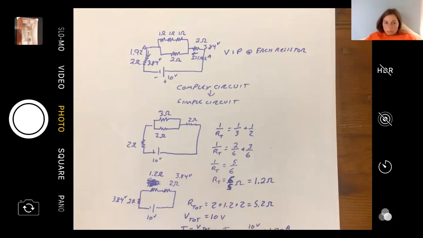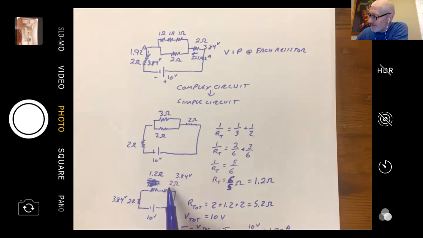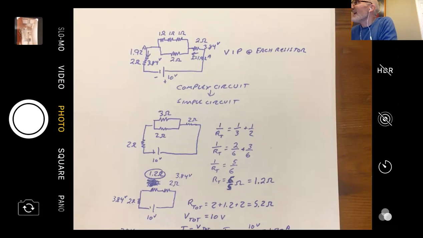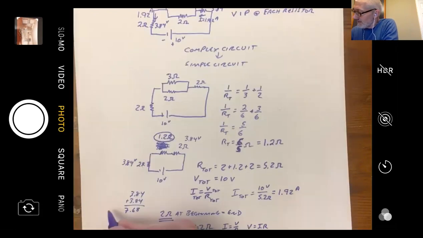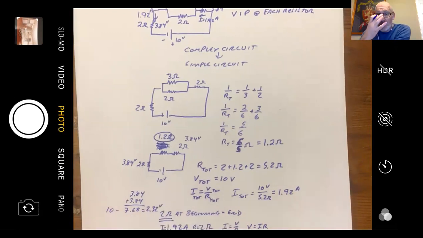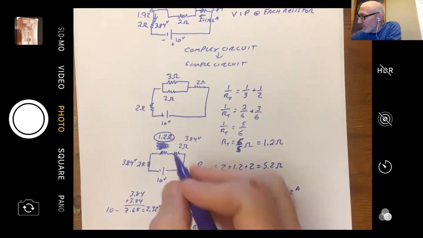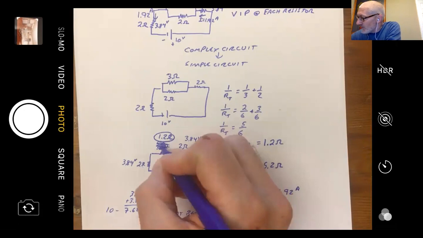It's got to add up to 10 because this looks like a series circuit. So if I've got 3.84 volts here and 3.84 volts here, to figure out the voltage right here, all I've got to do is say, well, I know that 3.84 plus 3.84 is going to give me 7.68. I've got to take that away from 10. 2.32. So what I've now just done is I've said, I know the voltage for this little critter: 2.32 volts.